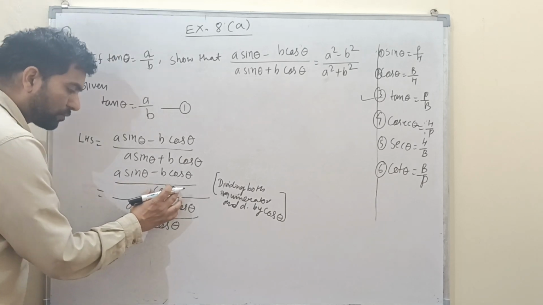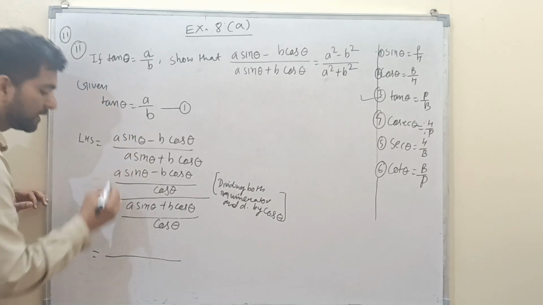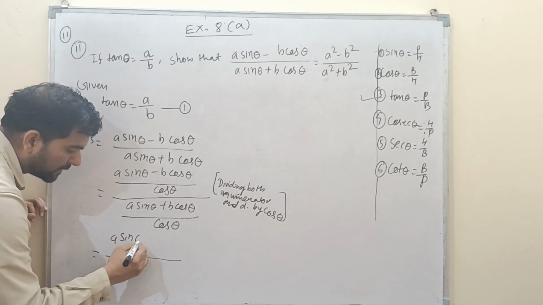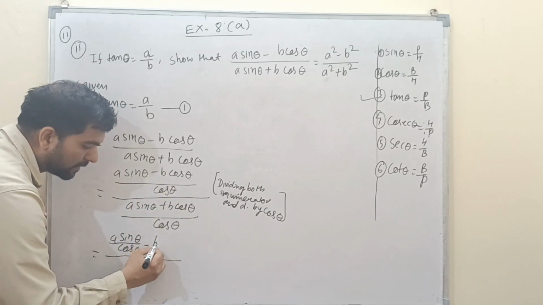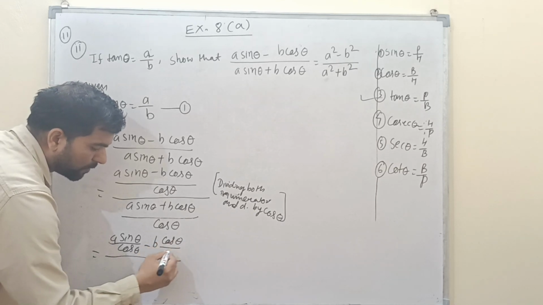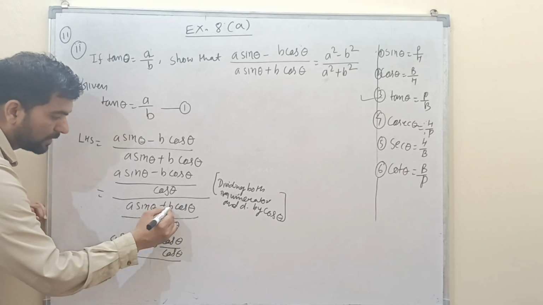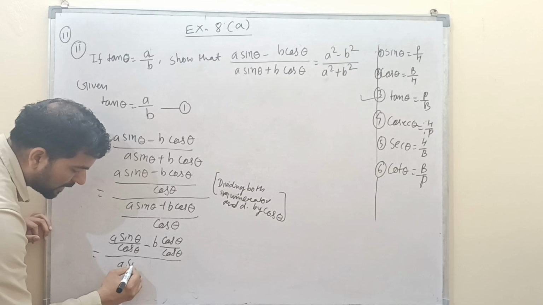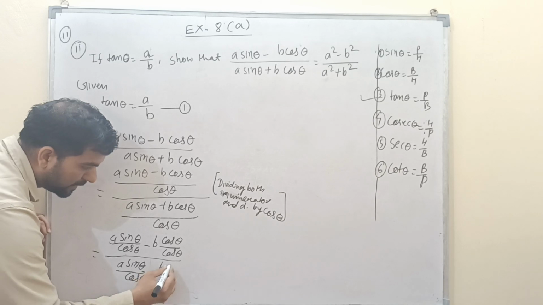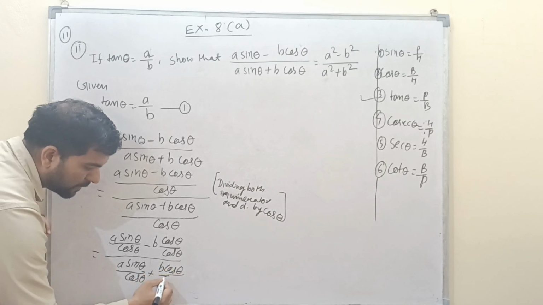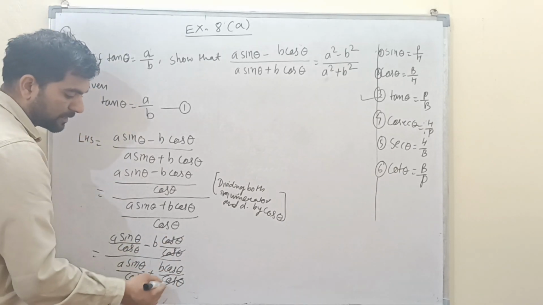Next step, this cos theta is dividing this one also and this one also, so I will separate it. I can write here a sine theta by cos theta, and minus, here also I will write b cos theta by cos theta. The denominator also, this will divide this one and this one. So it will be a sine theta divided by cos theta, plus b cos theta divided by cos theta. So let us cancel. Cos theta and cos theta cancel, cos theta and cos theta cancel.